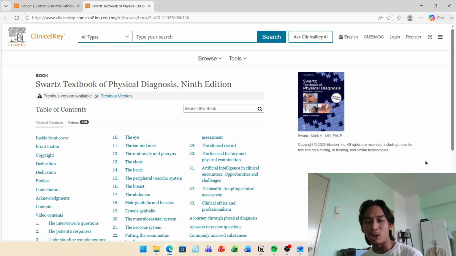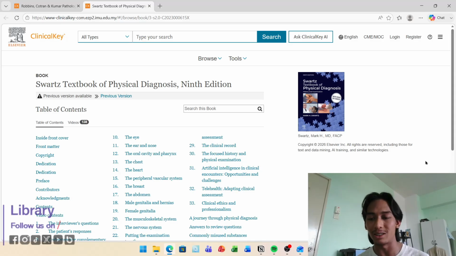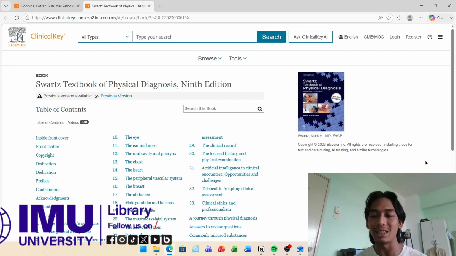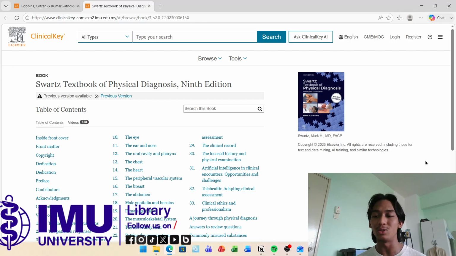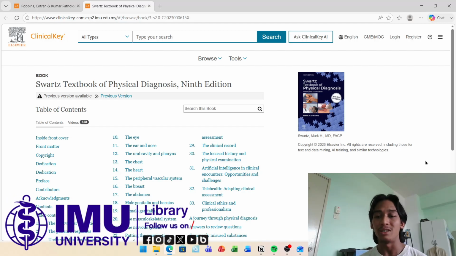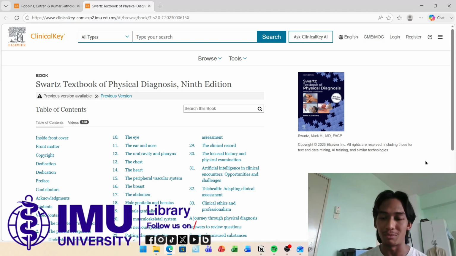Next, I would like to talk about the contents of the book. This ebook focuses on physical examinations and diagnostic skills. It begins with the basics such as patient history taking and general assessment before moving into the system-based examinations like cardiovascular, respiratory, GIT, and also neurological exams.